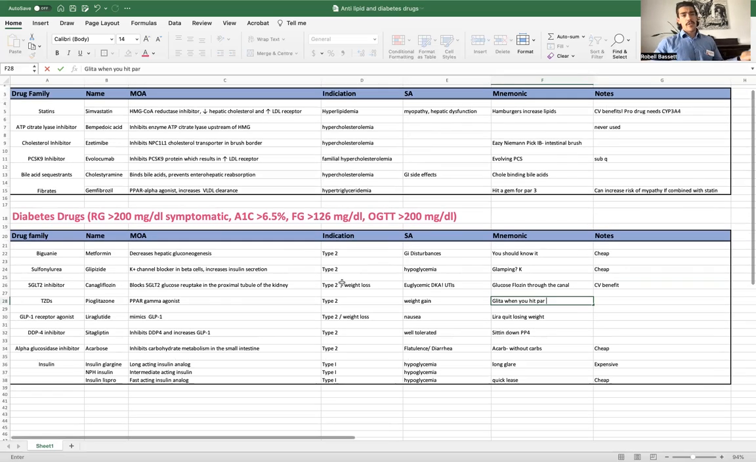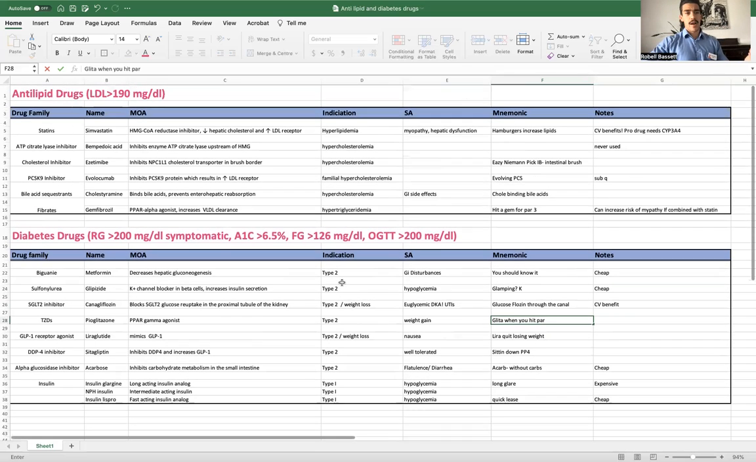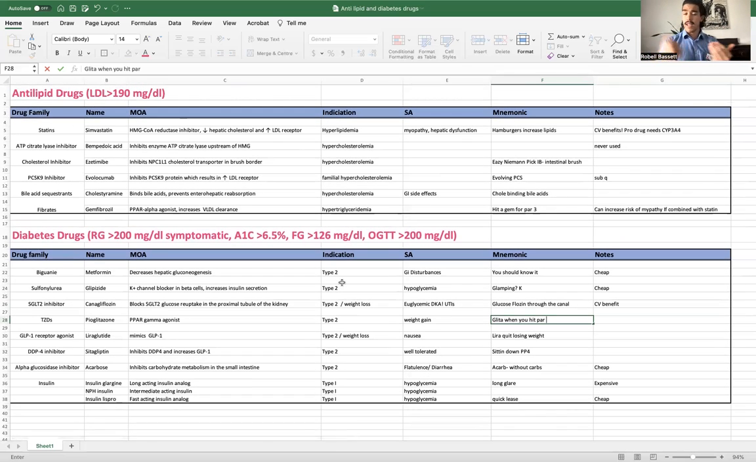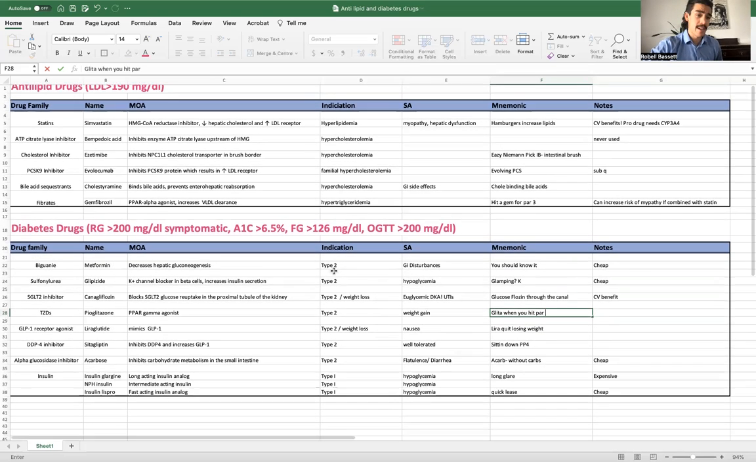So there we go, folks. Just remember with the anti-lipid drugs, we have the statins, HMG-CoA reductase. Don't forget about ezetimibe and evolocumab. Those are the two drugs with the NPC1L1 and then the PCSK9. And those are the main drugs that you're going to hear about when it comes to anti-lipids.